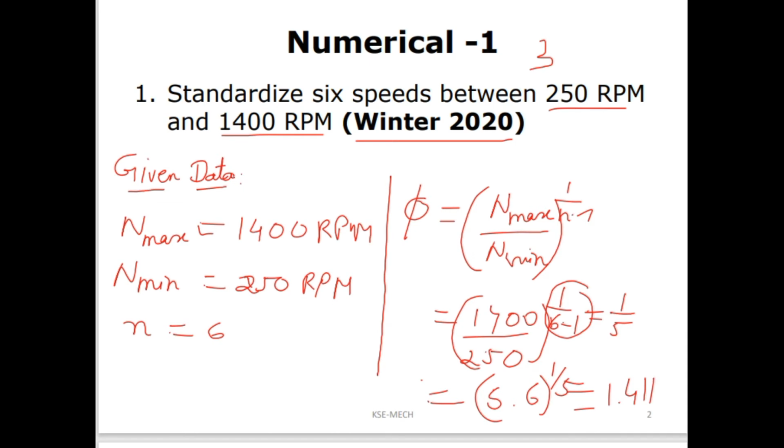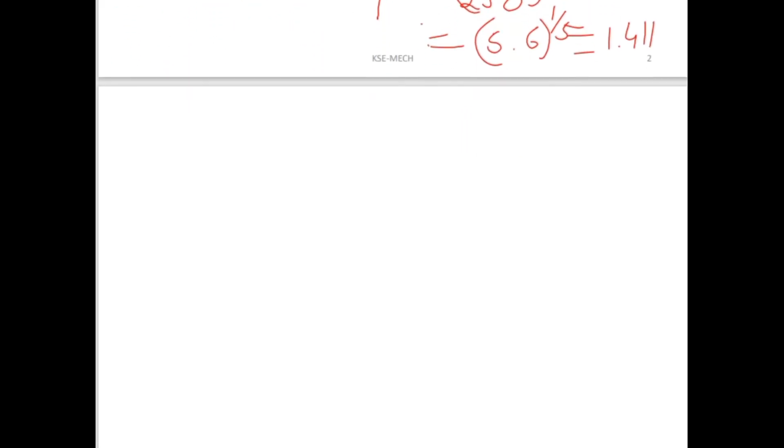Now, this is only 50% of the numerical, the half numerical solved. Now we will be solving the further numerical and completing it. We have just calculated the progression ratio, and now we have to calculate the 6 speeds. The minimum speed will be our first speed. What is the minimum speed that is given? That is 250 rpm. So the first speed will be 250 rpm.